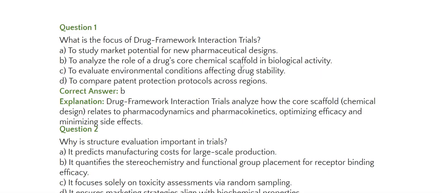As a framework is the chemical scaffold. In drug framework interaction trials, we analyze how the core scaffold chemical design relates to pharmacodynamics (PD) and pharmacokinetics (PK), optimizing efficacy and minimizing side effects. Question 2. Why is structure evaluation important in trials? A, it predicts manufacturing costs for large-scale production. B, it quantifies the stereochemistry and functional group placement for receptor binding efficacy.